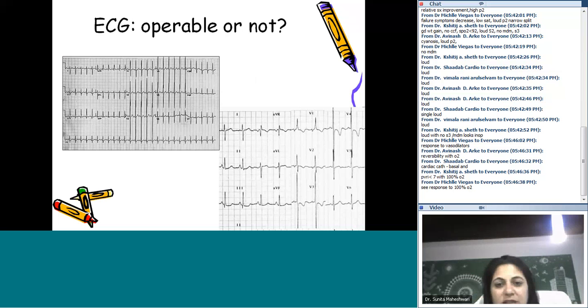So look at this first ECG on the left. Patient is operable or not? What do you think? And ECG does not tell you really 100%. It just gives you some clues about what it fits into. So look at the ECG on the left. What do you think?